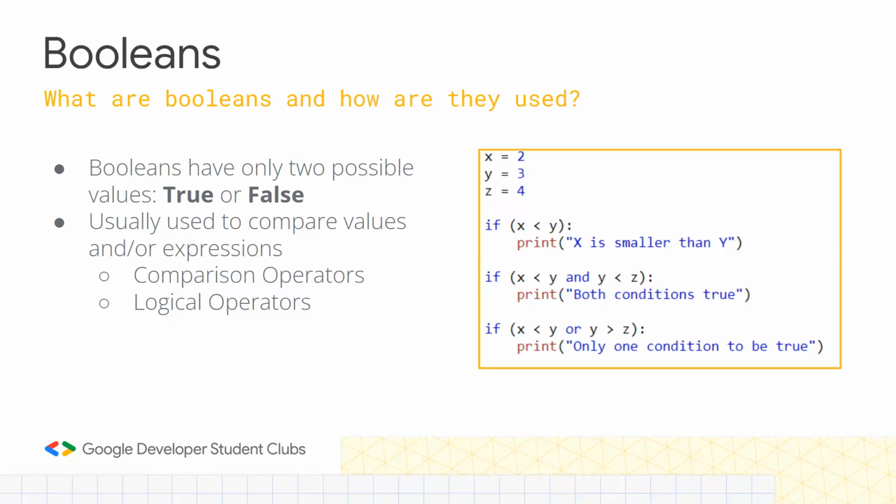What about this? X is less than y or y is greater than z. True, exactly. OR only needs one of them to be true. Perfect. Question? We got a question here?